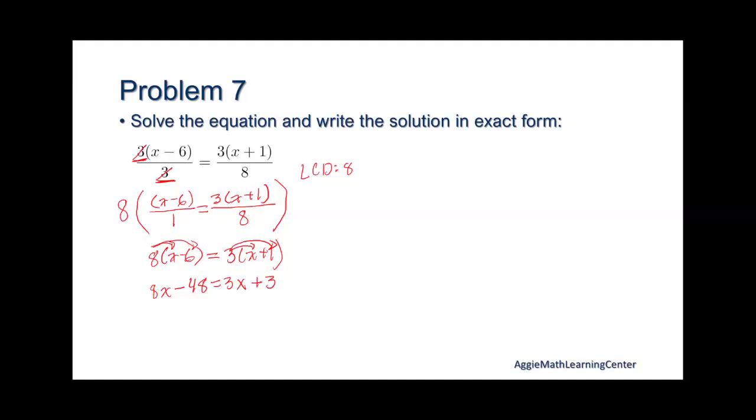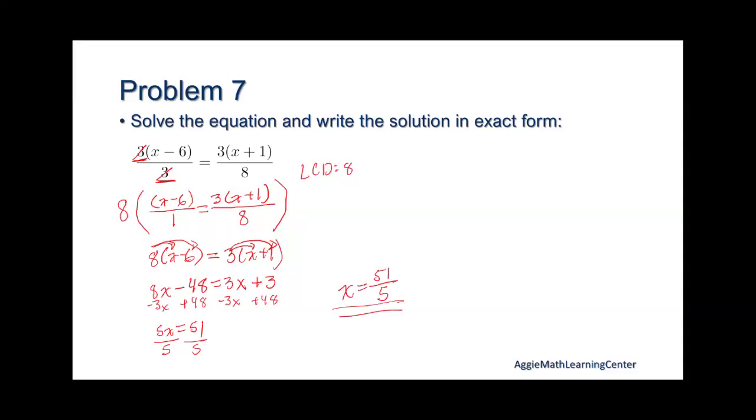So what are we going to do next? I would subtract 3x and then add the 48. So you get 5x equals 51. And what is our next step? Divide by 5. So x equals 51 over 5.